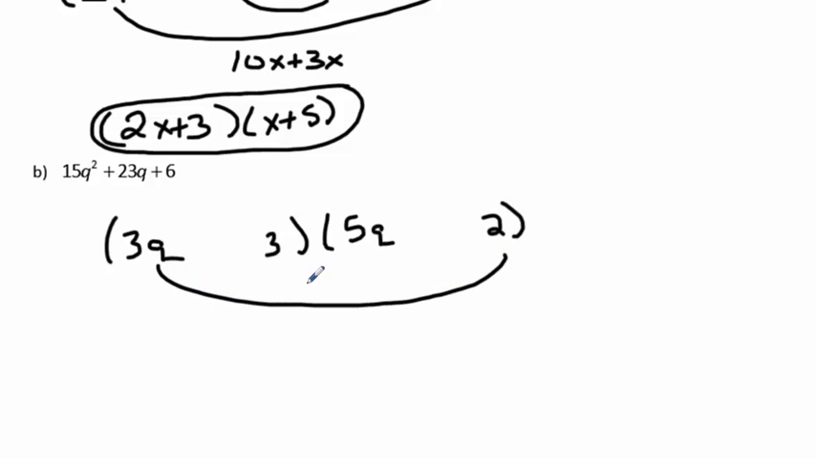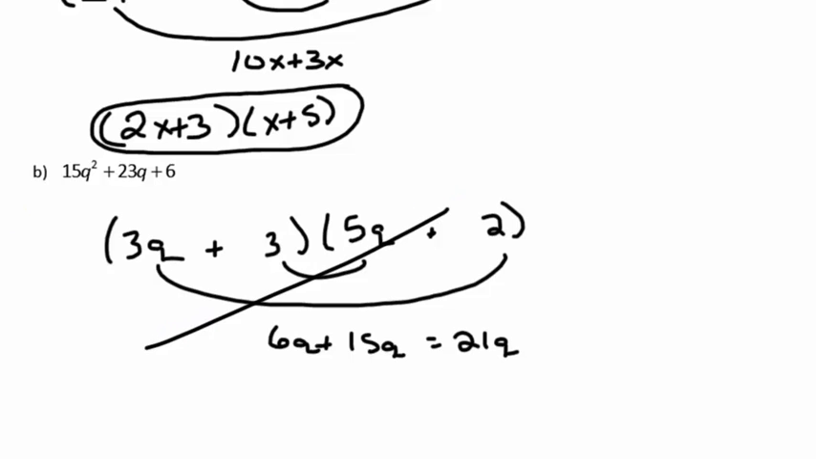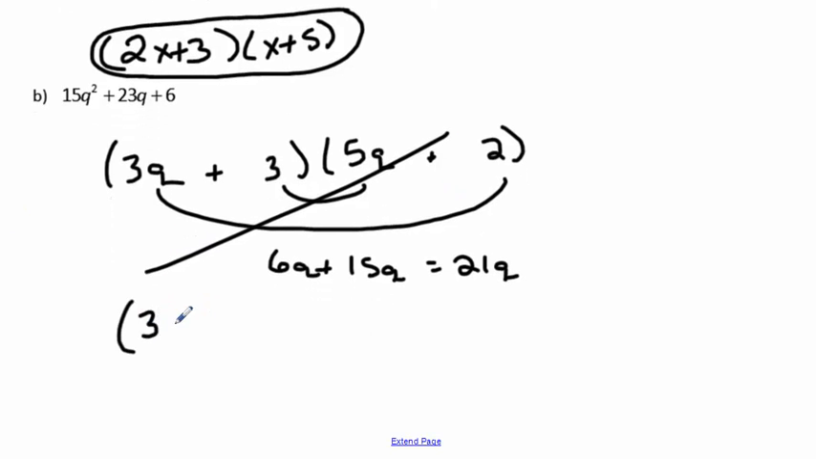Let's check to see if we managed to get the 23 from our mixed sum right here. 3q times 2q is 6q. And 3 times 5 is 15. Now these were both going to be additions again because we knew it was a positive product and a positive sum. 6q plus 15q is 21q. So this one does not work. Let's try again. Maybe the 3q and the 5q were correct, but we got the 3 and the 2 wrong. So let's try to change those up. We can change it to 2 and 3, or 6 and 1.